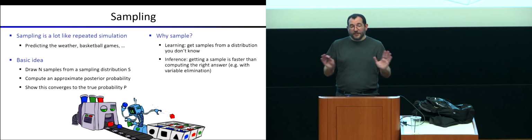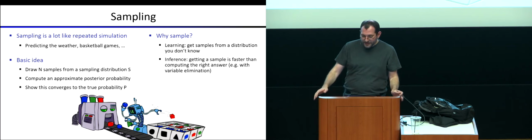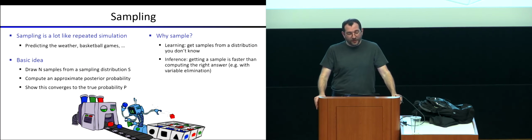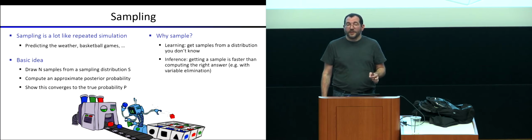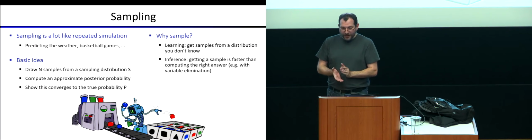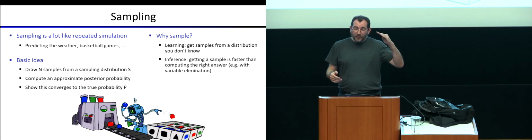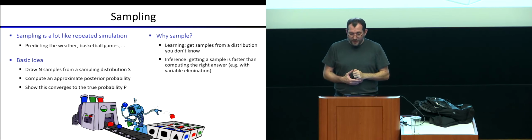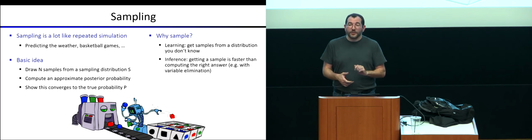So here's the basic idea in sampling, regardless of whether you're doing it for learning purposes or for speed purposes. The basic idea is we're going to draw n samples, where n might be very large, from some sampling distribution S, and we get to define the sampling distribution. We'll see several different examples today of different sampling distributions that are given by the different algorithms we're going to cover for sampling. But there's some sampling distribution that hopefully we can characterize. You're going to draw n samples from that, which are all events that look like outcomes of S, and you're going to compute an approximate posterior probability. Whatever query you're trying to answer, you'll compute it over your samples.